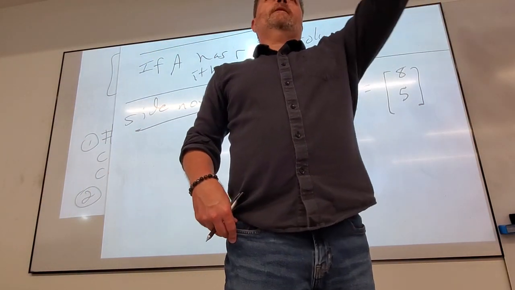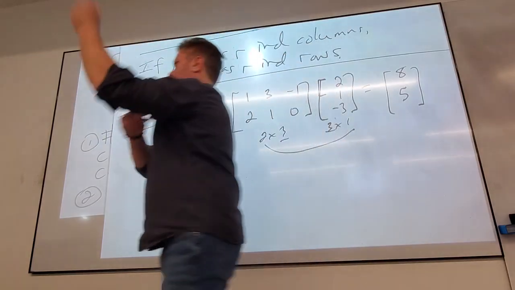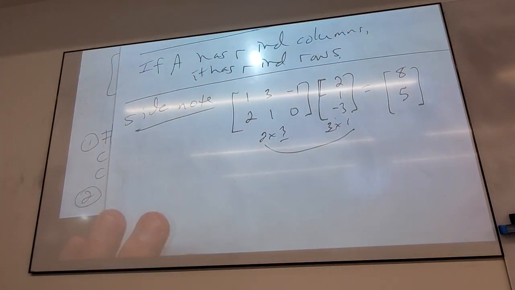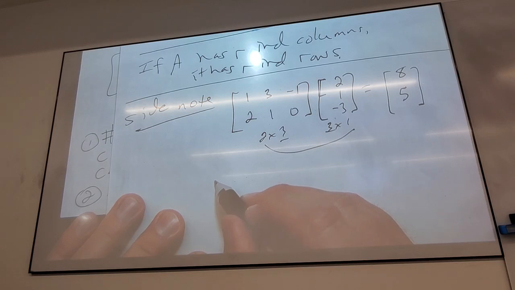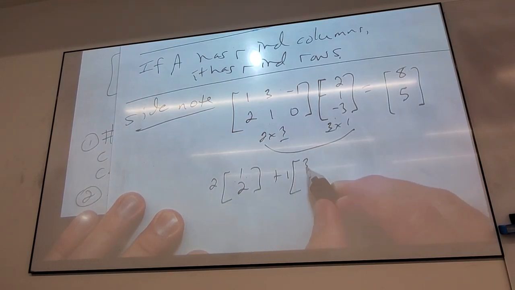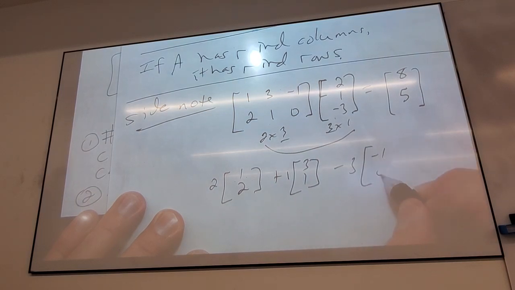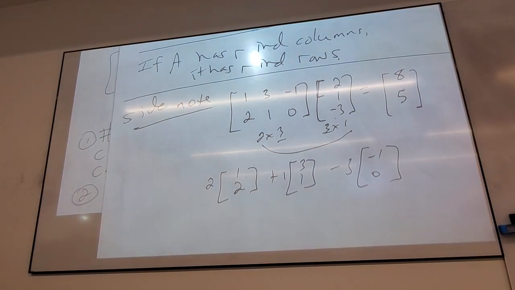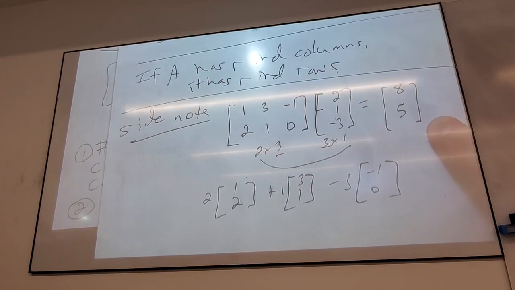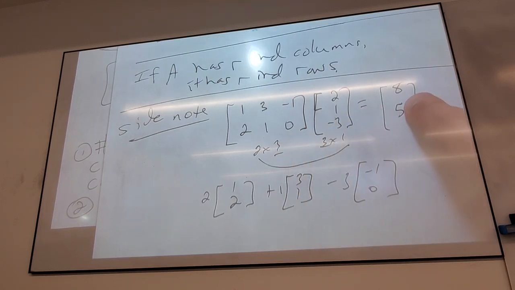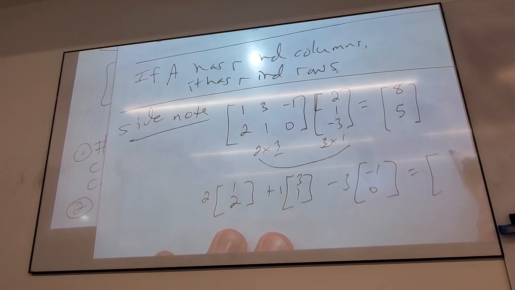Now, if I did the column picture, it would be twice this plus 1 of these minus 3 of these. And does that still give me 8, 5? Yes. So this is the row picture, and the row picture involves dot products. And this is the column picture, and the column picture involves combinations of the columns. Either way, it gives me 8, 5.